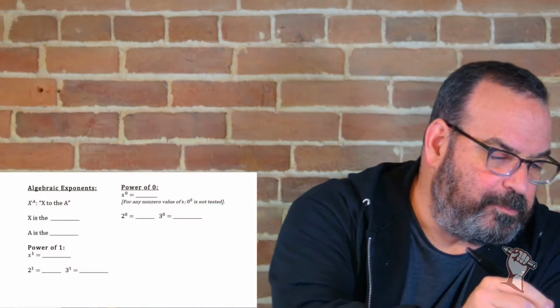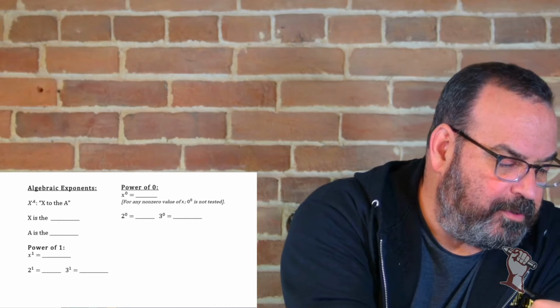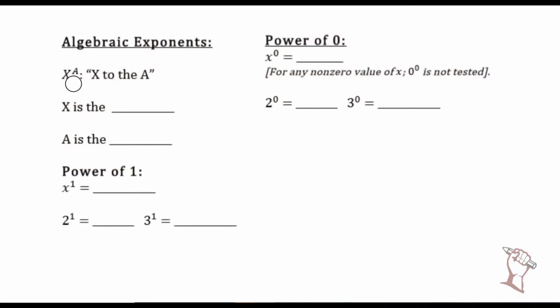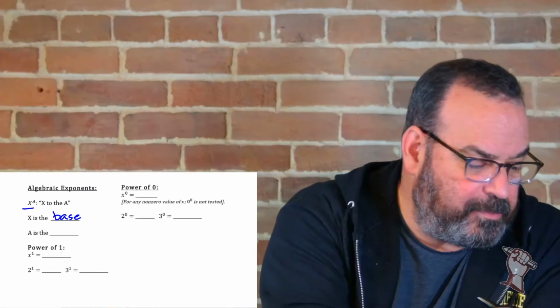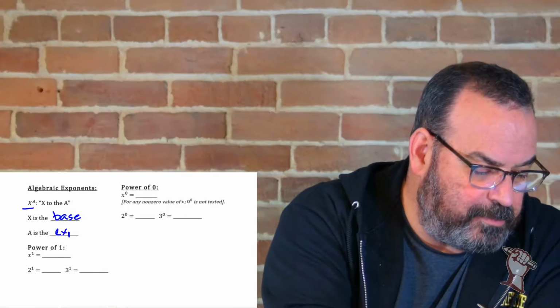If we take a look at the board, an algebraic exponent has a base. Well, I have an eraser on. How about I get a pen on? Has a base and an exponent. So x is called the base. A, the exponent, is simply called that, the exponent.